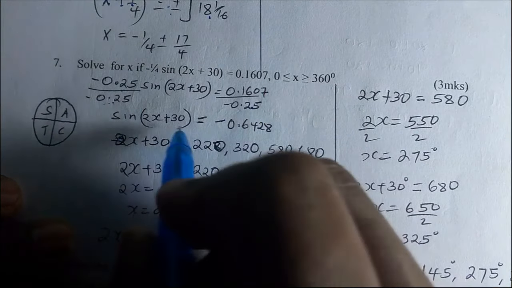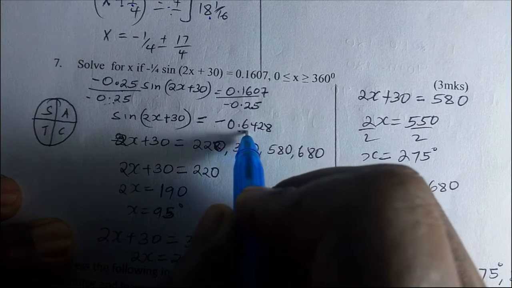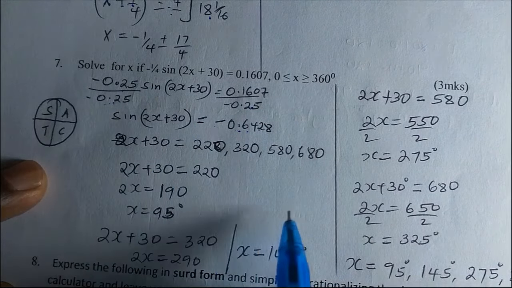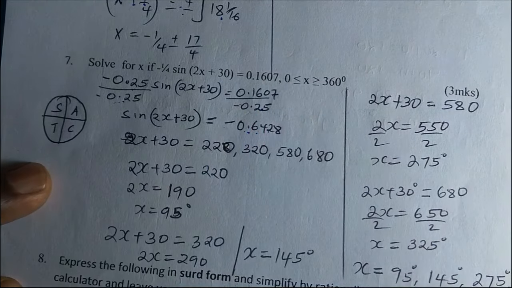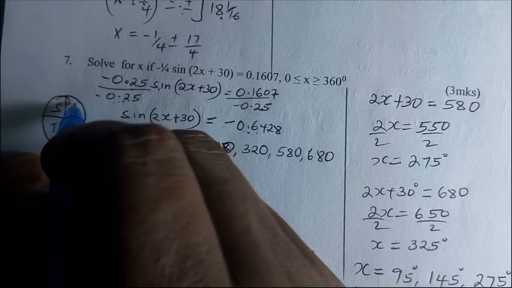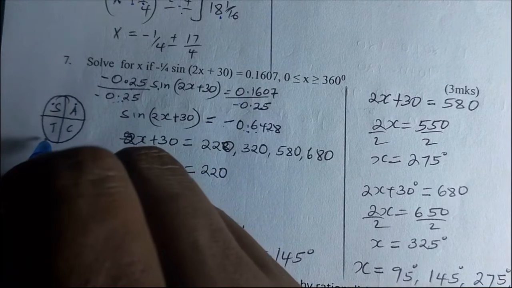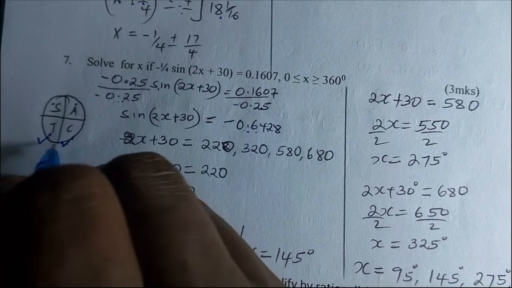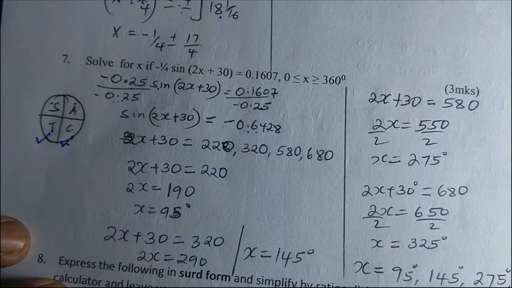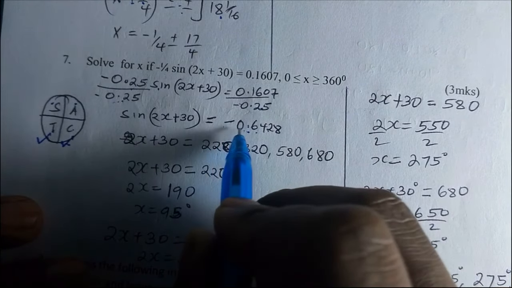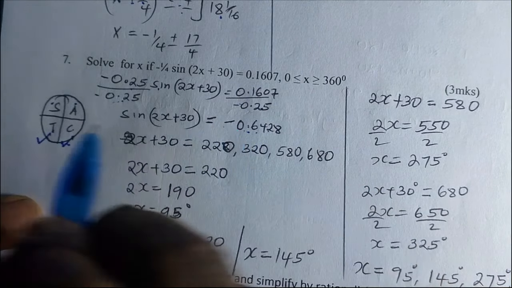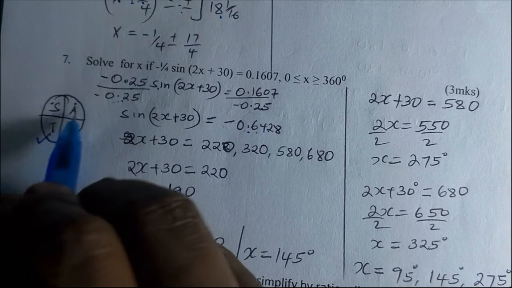Now we will have negative 0.25. The negative tells us that we want the quadrants where sine is negative. It is not here, it is not here, it is here and here. This is where sine is negative; in these two, the tan and the cosine, it means the sine is negative. Very important to note. When you are pressing your calculator, you press sine inverse of this without the negative. The negative only indicates where in the unit circle the sine is negative.